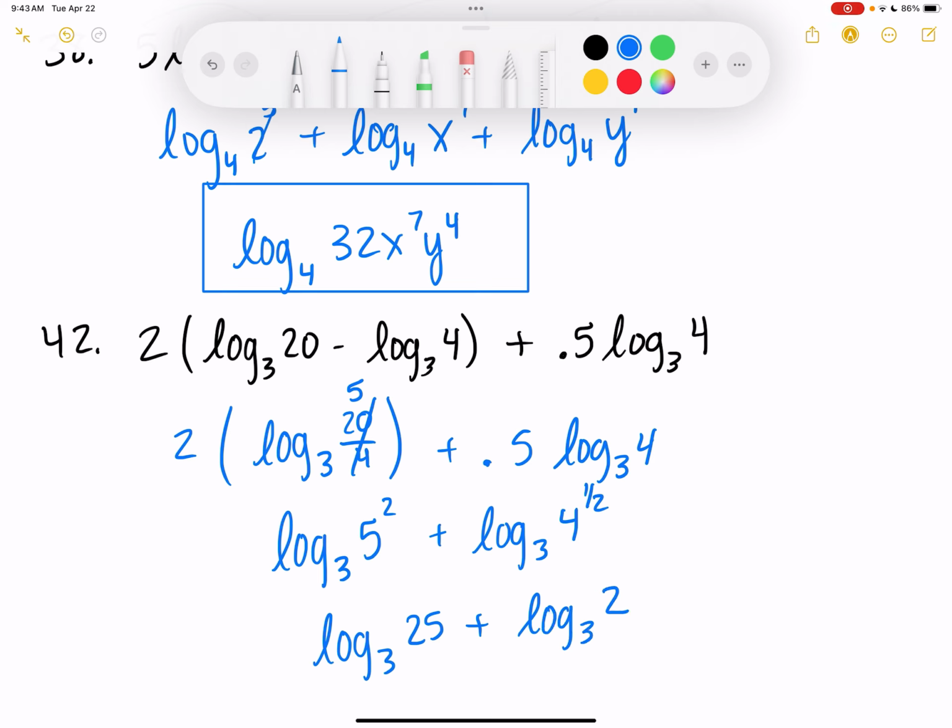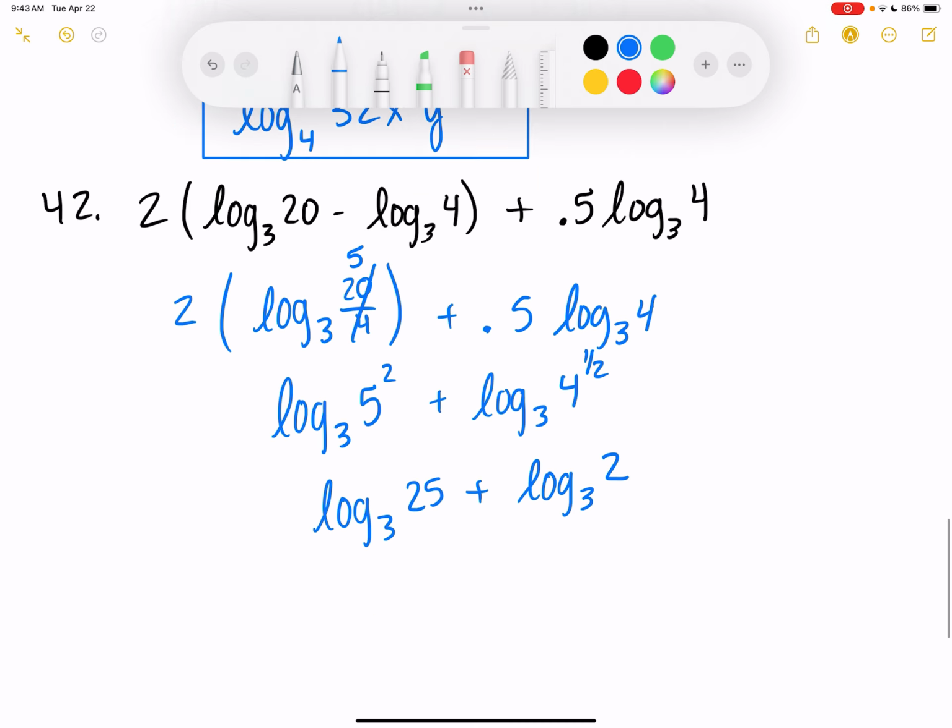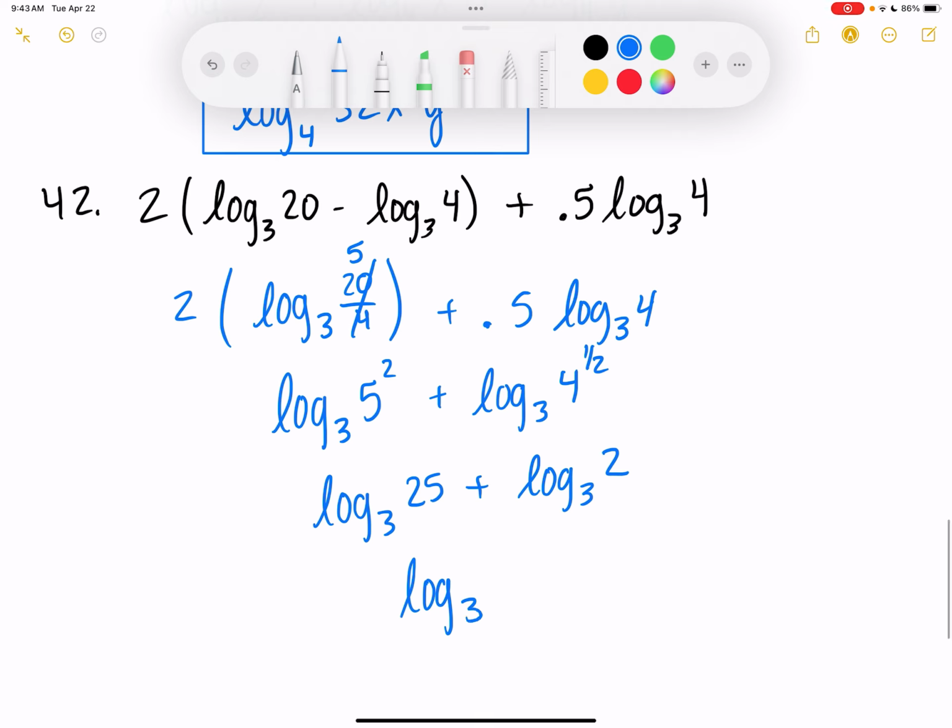So now these things are being added, so I can multiply them. So this becomes log base 3 of 25 times 2. I would normally just go straight to writing that as 50, but in case you go back to look, I'm writing it this way. So log base 3 of 50 would be the final answer. Now, obviously, you could type this in your calculator and figure out what log base 3 of 50 is. That's not what they're asking us to do. They just want it condensed into a single log.